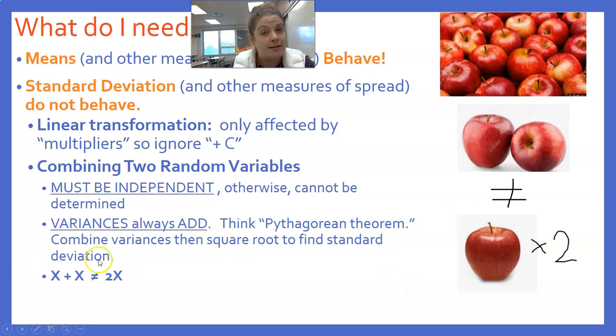So in statistics, this is a little bit different. With means, you shouldn't have a problem, but with standard deviations, you do need to be careful.